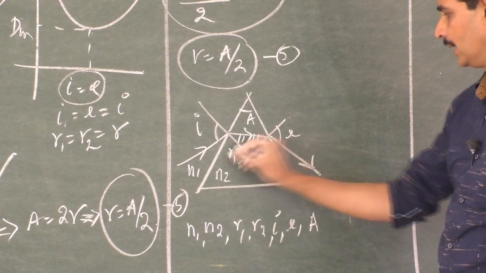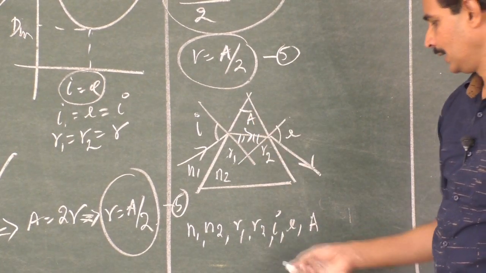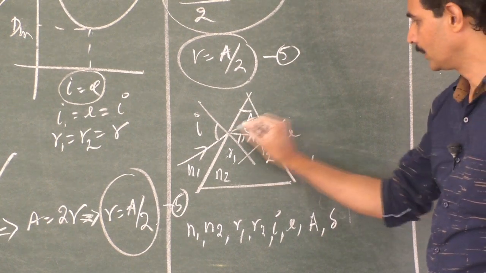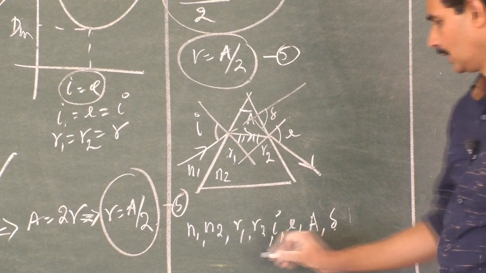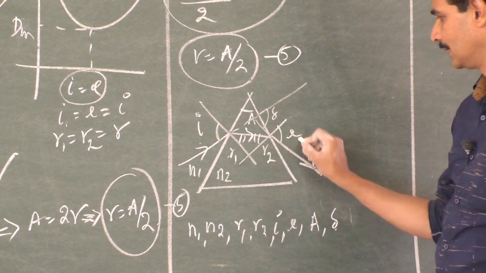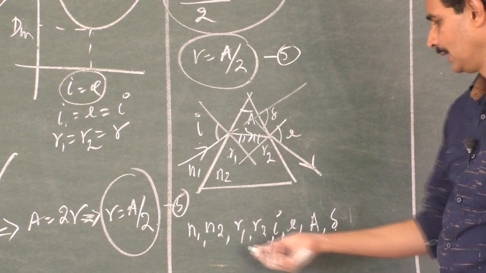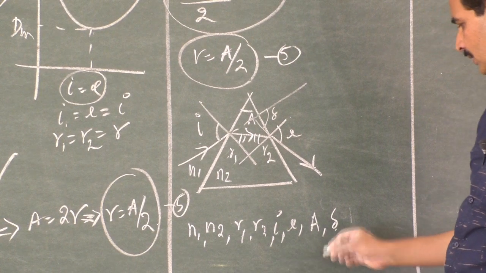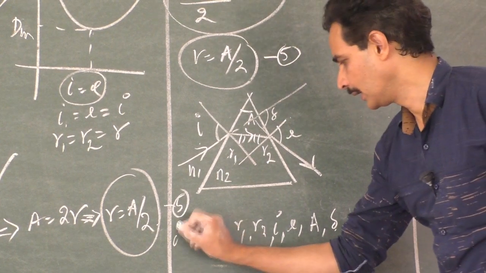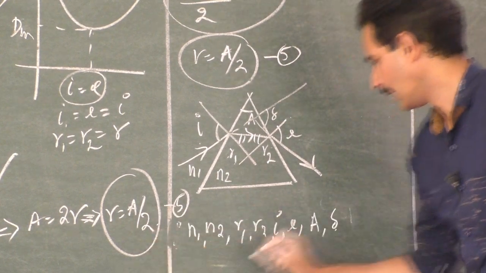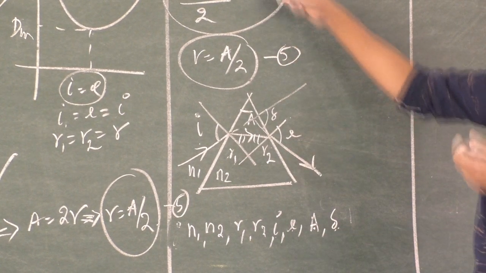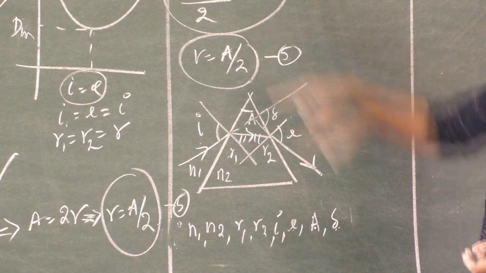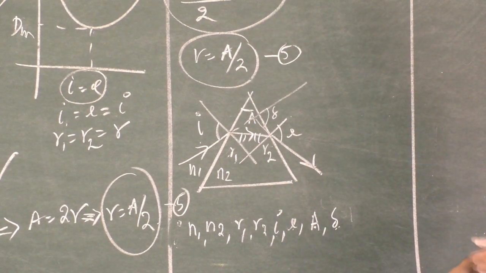R1 plus R2 is equal to A inside the prism. Delta is the angle between the original direction and final direction. This is delta. Delta is equal to I plus E minus A. This plus this minus A. So where is I? I have not written it. Okay, I will write. I plus E minus A, that is delta. We were able to arrive at up to this using the minimum deviation condition.